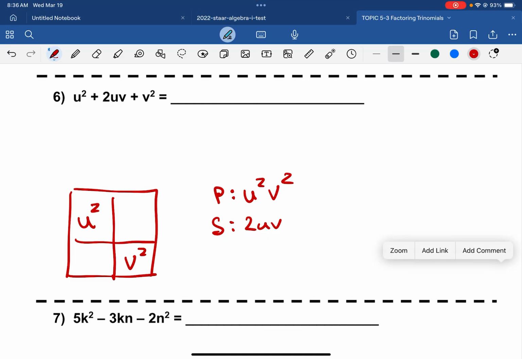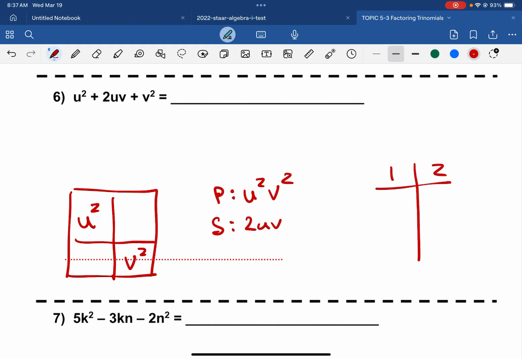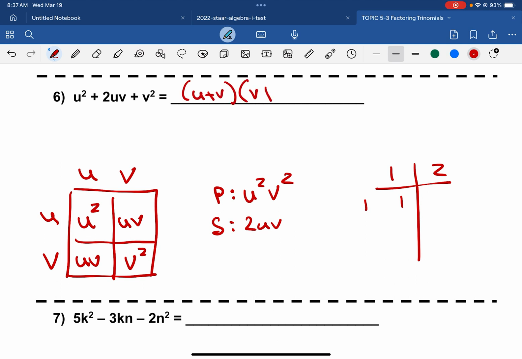So we need two numbers that would multiply to give us u squared v squared, so basically 1 u squared v squared, and then add to give us 2. Well, that's pretty easy, 1 and 1, okay? And it has to be uv, so 1 uv and 1 uv factor, so I get a u and a v, and then I get a u and a v, and this is u plus v times u plus v. You could also see this written as u plus v squared since they are the same factors.